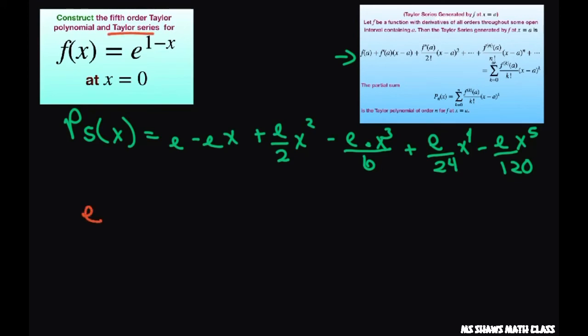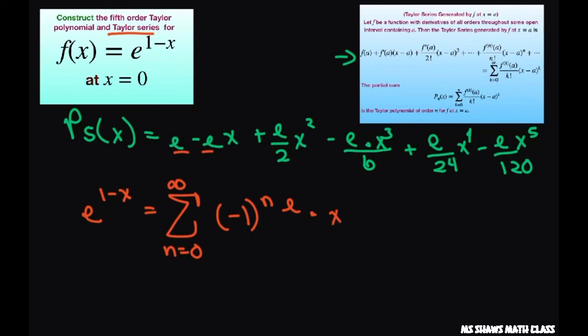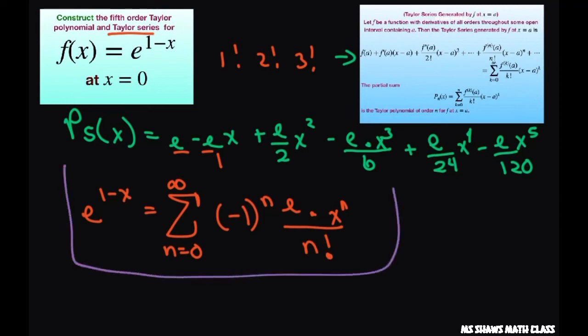So we're going to write e to the power of 1 minus x equals the sum of n equals 0 to infinity. And that's going to be, it's alternating signs. Then all of these have an e in the numerator. And we have x to the n. These are like 1 factorial, 2 factorial, 3 factorial. So we're just dividing by n factorial. And this is your final answer.